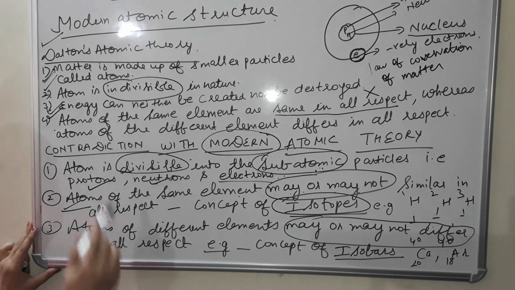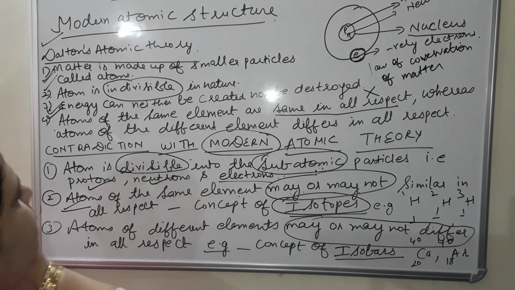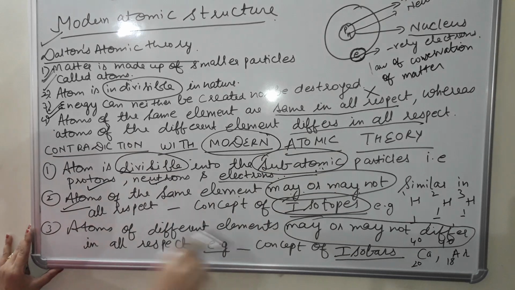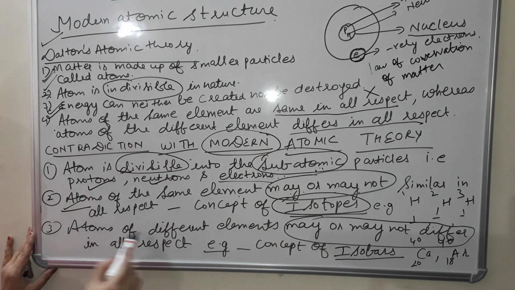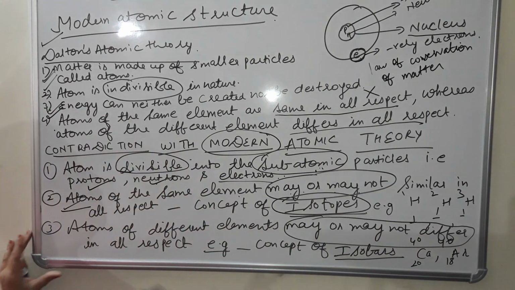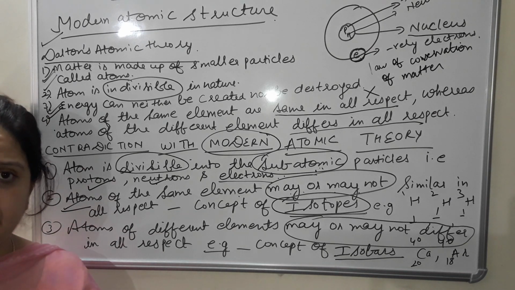In the same manner, the last point which was given by John Dalton, he said atoms of the different element differ in all respect. This point was also contradicted. Atoms of the different element again may or may not differ. ऐसा जरूरी नहीं है कि एलिमेंट अगर डिफरेंट है तो उनके सारे एटम्स हर वे में डिफरेंट हो. May be some similarities there.